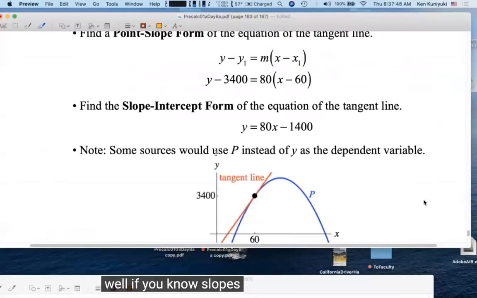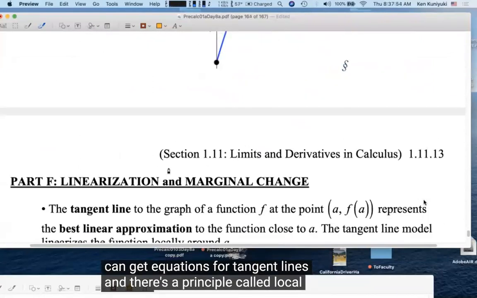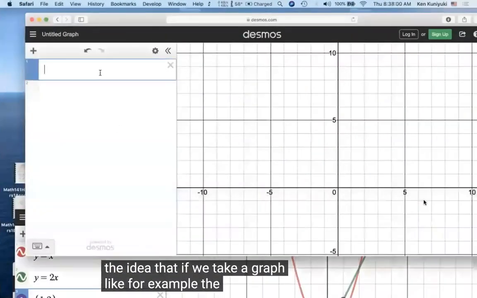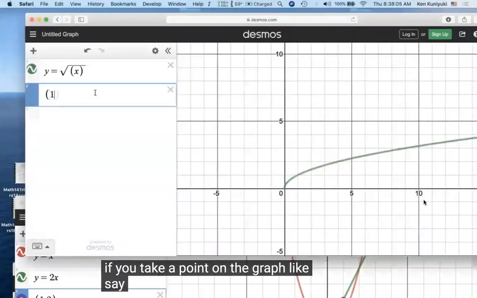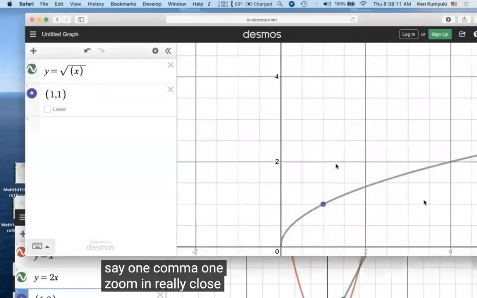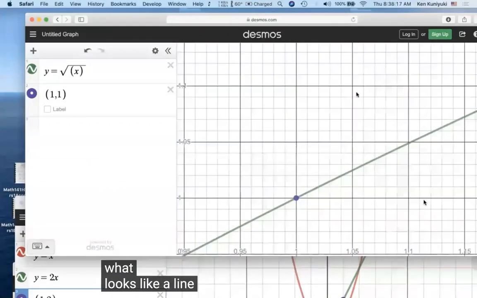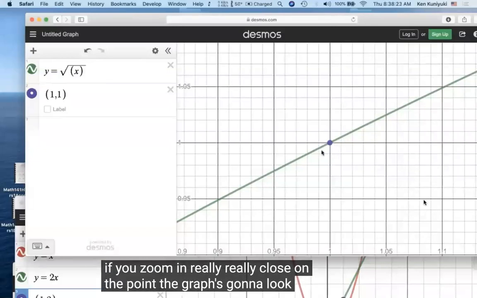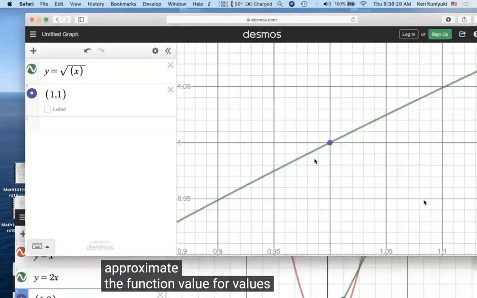Well, if you know slopes and points, you can get equations for tangent lines. And there's a principle called local linearity. The idea that if we take a graph, like for example, the graph of y equals the square root of x. If you take a point on the graph, like say (1, 1), zoom in really close, and more, the graph looks like a what? Looks like a line. Anytime you have differentiability, if you zoom in really close on the point, the graph's going to look more and more like a line. And you can use linear approximations to approximate the function value for values of x close to 1 here.